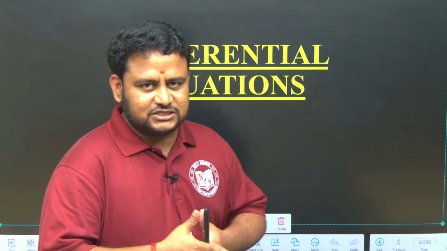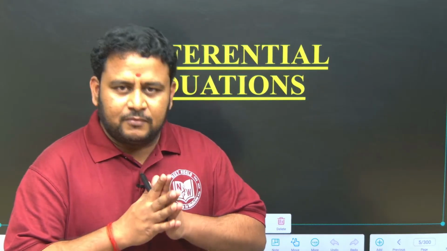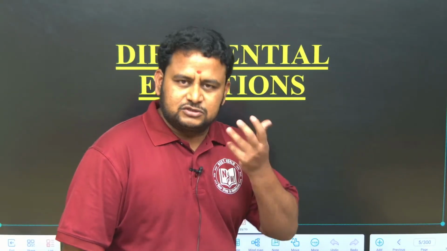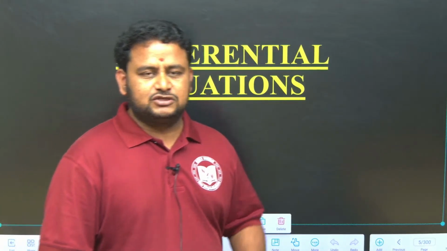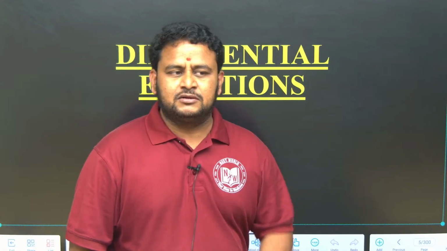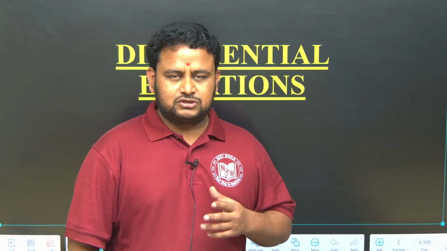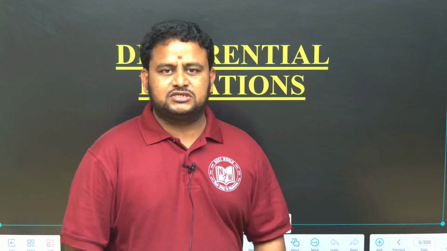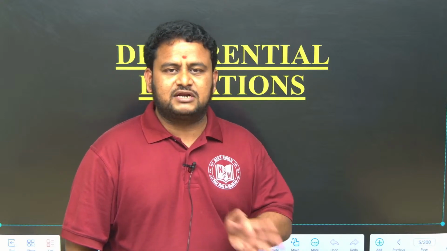There are two types of solution. One is the general solution, which will have an arbitrary constant, that is C. Another one is the particular solution, where there will be no C, that is, no arbitrary constant. Then we learnt how to solve the differential equation. We learnt various methods: variable separable method, then reducible to variable separable method, then we started with homogeneous differential equation. So in this class we will continue with homogeneous differential equation, and I will tell you the concept of how to solve questions that are reducible to homogeneous differential equations.